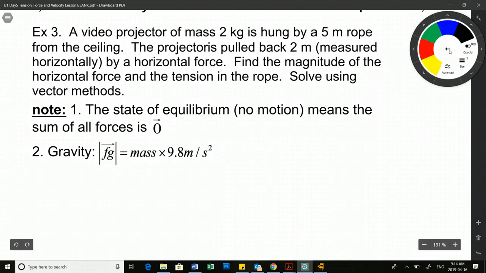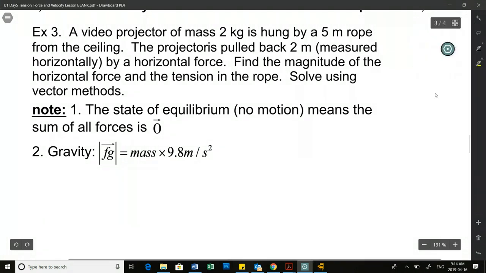All right, this one's a fun one. Ooh, gravity. It's force of gravity. Not exactly, because it is hanging, but not moving. Okay, so we have a video projector, and this projector has a mass of 2 kilograms. It's hung by a 5-meter rope from the ceiling. The projector is pulled back 2 meters, measured horizontally, by a horizontal force. Find the magnitude of the horizontal force and the tension in the rope.